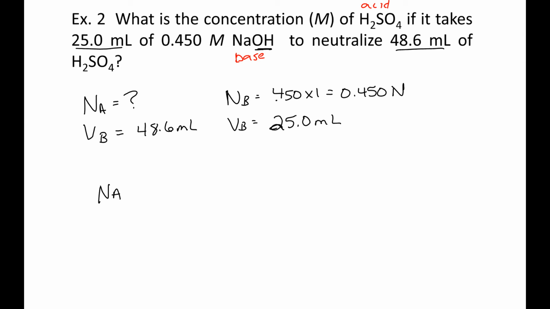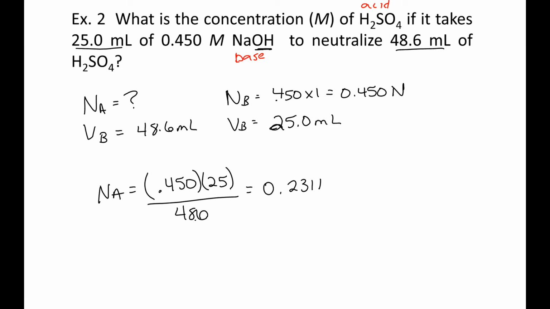So Na equals 0.40 times 25 divided by 48.6, and on the calculator we get 0.231 normal. But that's not what it's asking for. It's asking for molarity. So we have to look at how many H's. There are 2 H's in H2SO4, so we're going to divide it by 2. And that gives us 0.116 molar H2SO4.